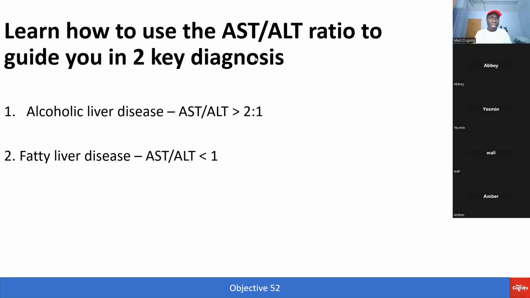Now, I come back to the reason why I'm hitting on this: it's very important. When Dr. Boni is hitting on something, know that it's very, very important. AST over ALT of more than 2:1, alcoholic liver disease. AST over ALT less than 1, think about fatty liver disease. We move forward.